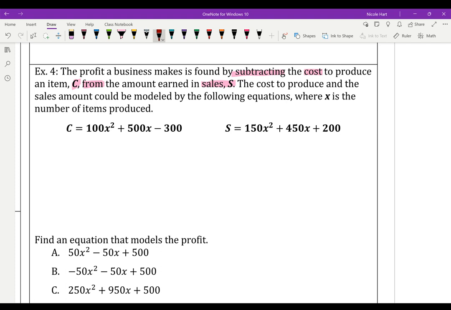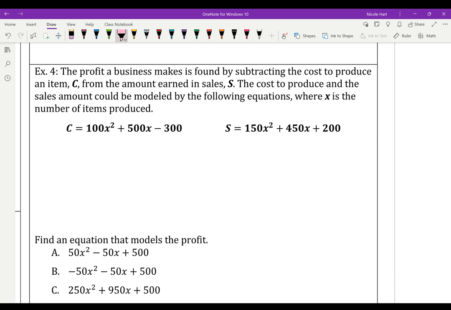That means not C minus S, but S minus C. Sales is having the cost subtracted from it. So we are subtracting, the negative is going to be our cost. And that sounds really weird. So I'm going to start this over again.